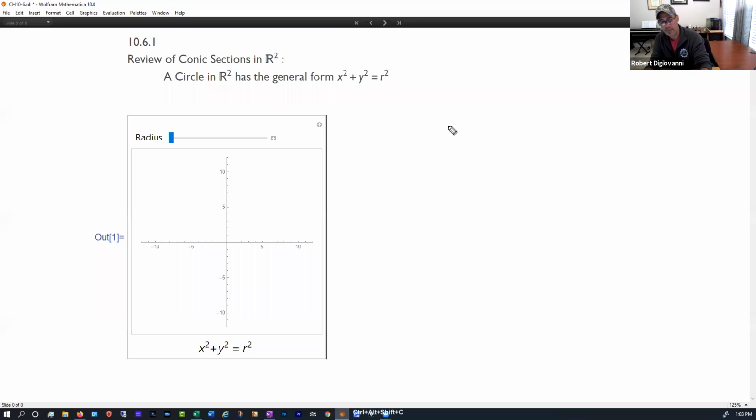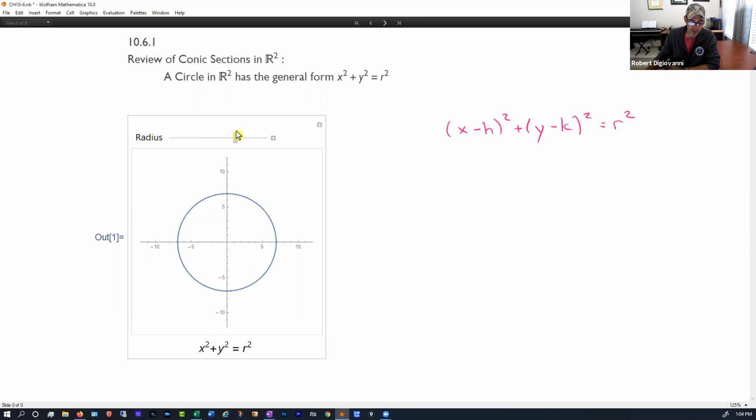It actually comes from the more general equation of a circle in two-dimensional space. This is the equation of a circle in two-dimensional space, but here the center is (h, k). If we take h to be 0 and k to be 0, then we get this equation. Of course the radius just controls how big the circle is, right? So we're all okay with that?